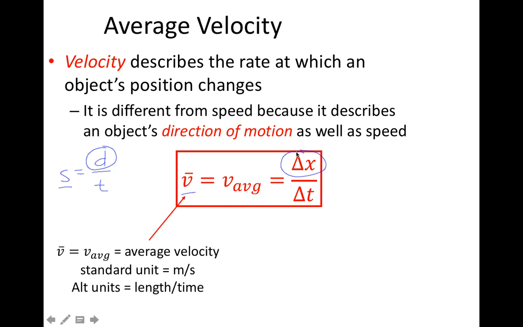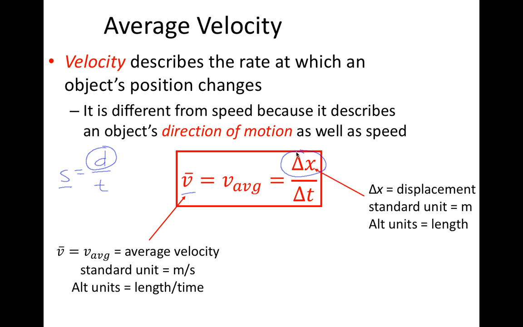So we use a lowercase letter v to represent velocity. The standard unit for velocity is the meter per second, but we can use any unit of length divided by any unit of time. This is the same as how it works for speed. Recall that delta x stands for the displacement of an object, and that displacement is a change in an object's position, where x represents the object's position. The standard unit for displacement is the meter, but again, we can use any unit of length to measure delta x, displacement. In the denominator, we have delta t, which stands for the time interval.